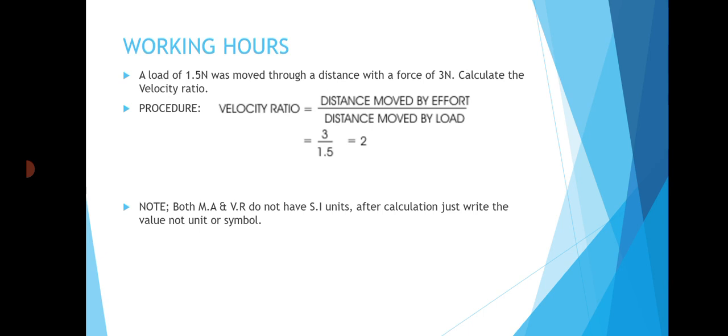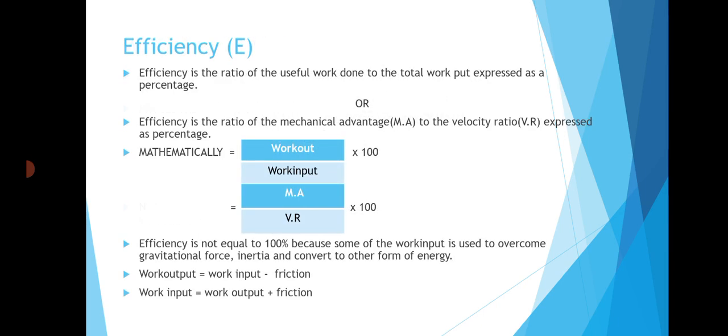There's no SI unit. So that's what we're coming to say: both MA, that's mechanical advantage, and VR, velocity ratio, do not have SI units. After calculation, just write the value, not a unit or symbol. Just write the value and go away. Don't add any unit or symbol to it. Okay, let's proceed. The next thing I want to talk about is efficiency.